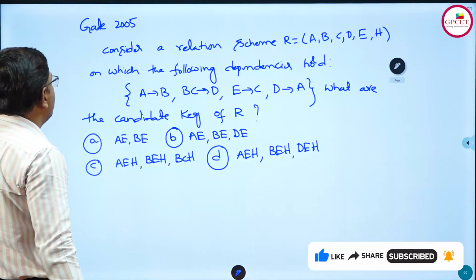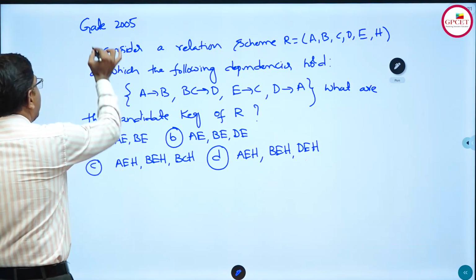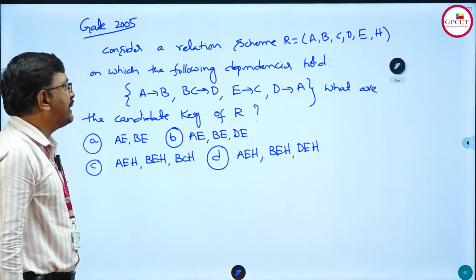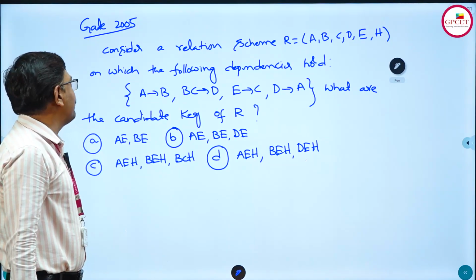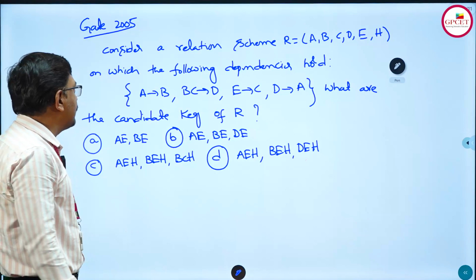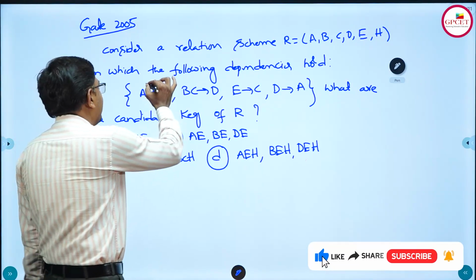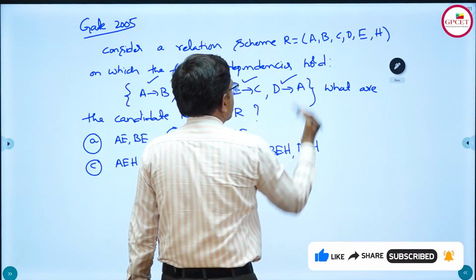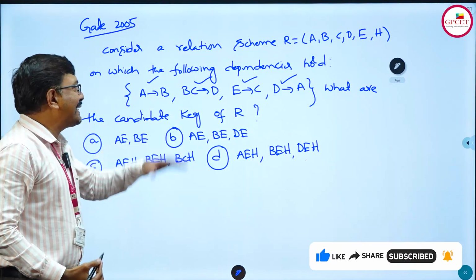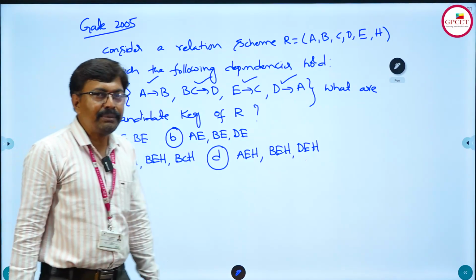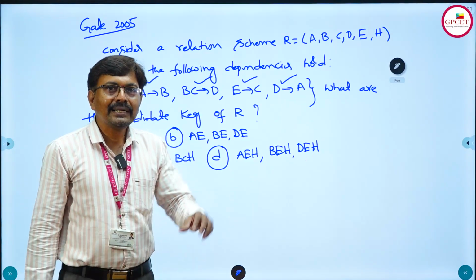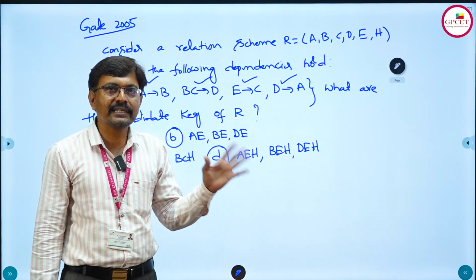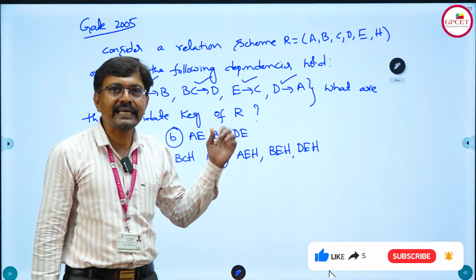Next one is GATE 2005. Consider a relation scheme R equal to A, B, C, D, E, H on which the following functional dependencies hold: A tends to B, BC tends to D, E tends to C, D tends to A. What are the candidate keys of R? What is meant by candidate key? Candidate key is nothing but the set of all the keys in a relation, or a minimal super key is called a candidate key.